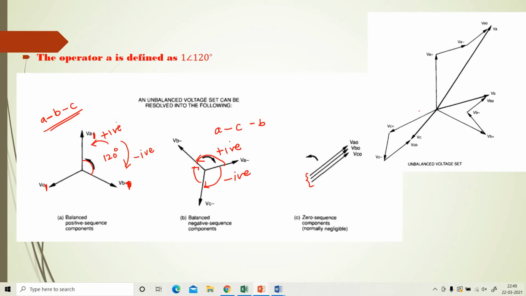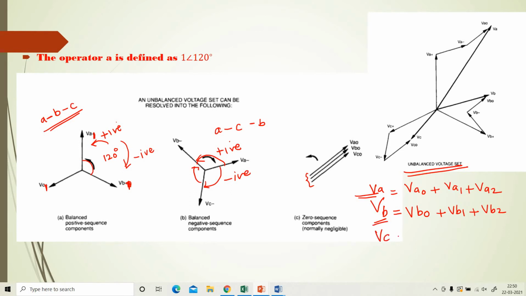Then how to draw the unbalanced voltage set? See, for the unbalanced voltage, first write VA equal to VA0 plus VA1 plus VA2. VB is VB0 plus VB1 plus VB2. So this unbalanced voltage consists of all the three components. And VC consists of VC0, VC1, VC2.